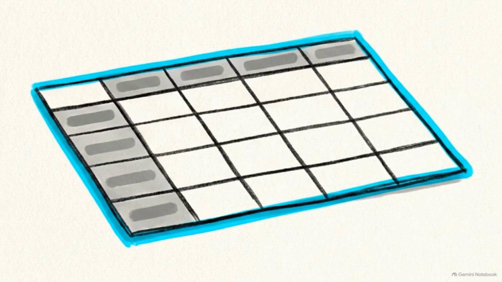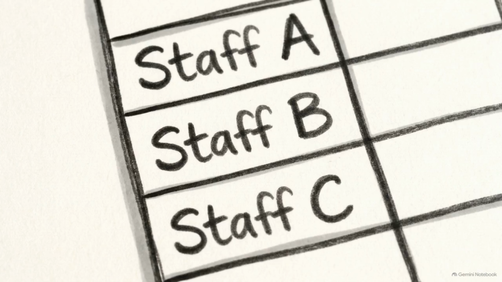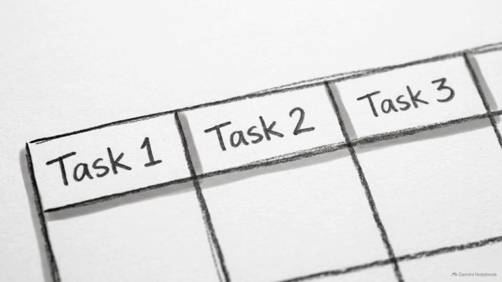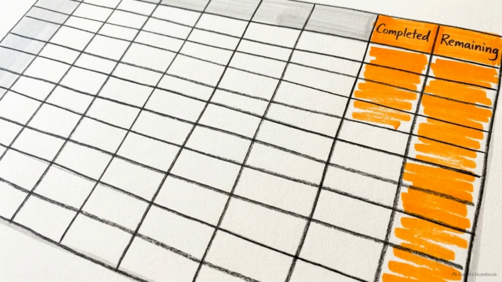Step 1 is building the framework. We type the project name, list our staff members, and map out the tasks. At the far right of this task grid, we add two new column headers, completed and remaining. These will act as our reporting outputs.